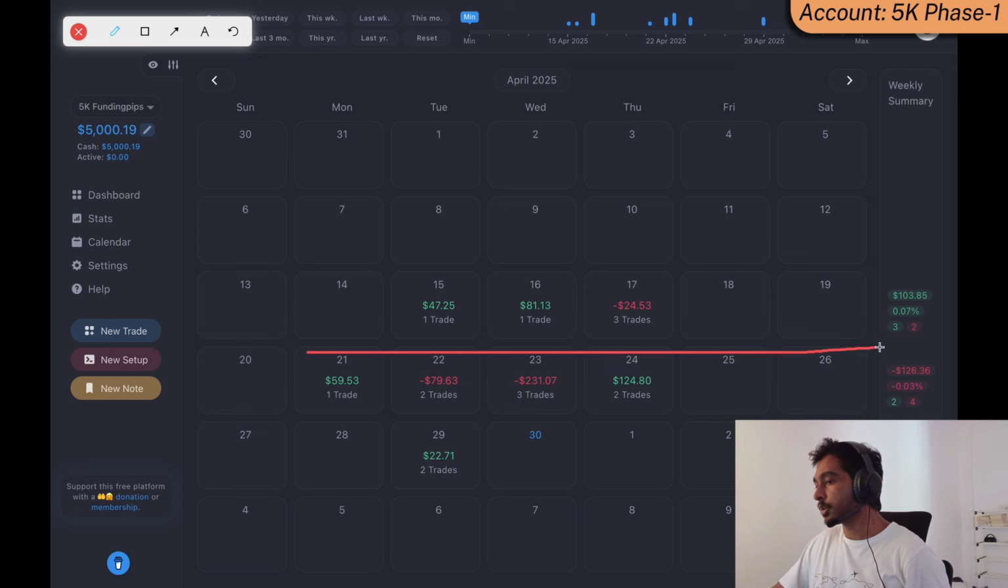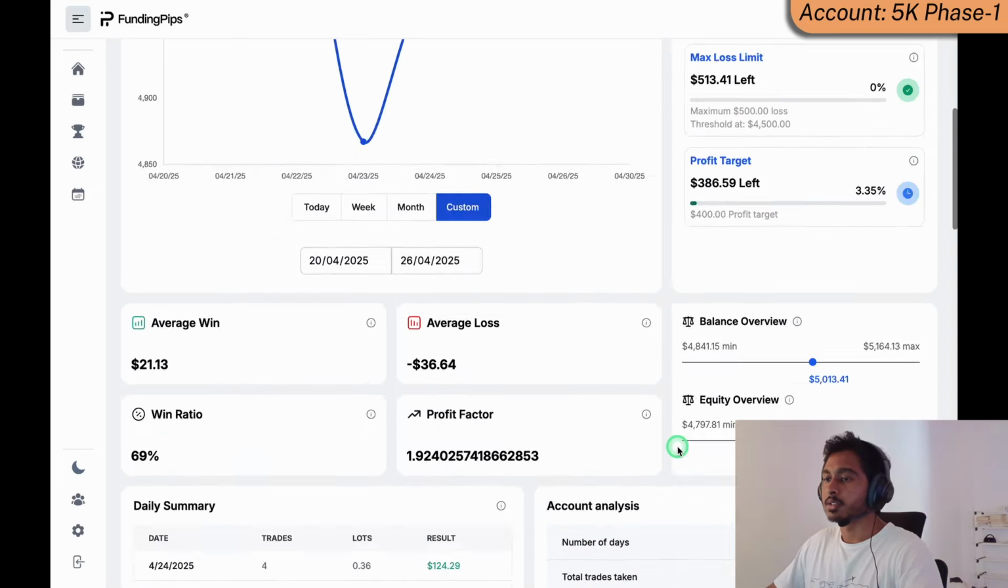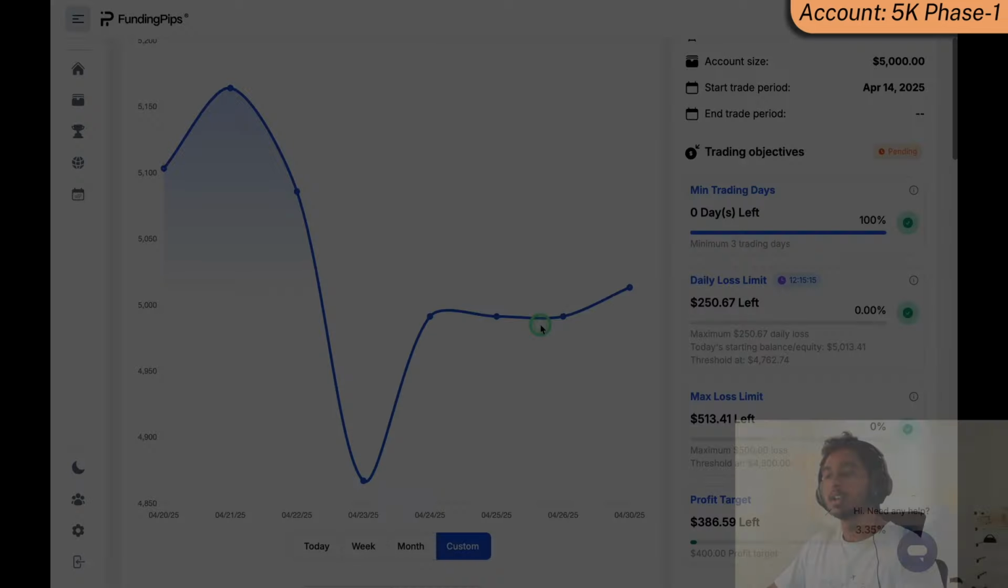This is the P&L summary for this trading week, and I have lost 3% for the week with the biggest losing day of 4.6% on Wednesday. This is the dashboard of funding pips, and you can see the swings in the P&L of this account.